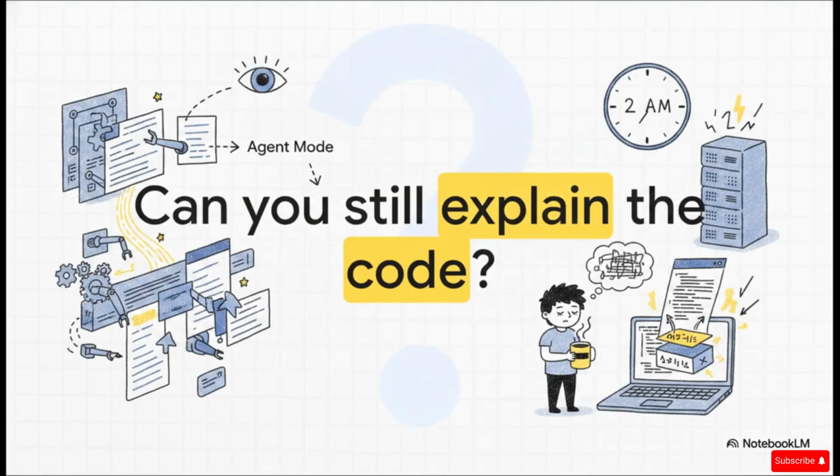As we wrap up this explainer, I want to leave you with this one vital question. We started by looking at the incredible power of agent mode, taking multi-step actions autonomously across your codebase. It really is an amazing capability. But when the agent acts autonomously, you must still maintain the human oversight to truly understand and own your application.